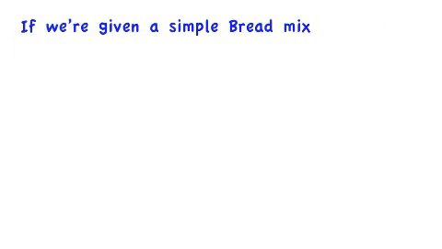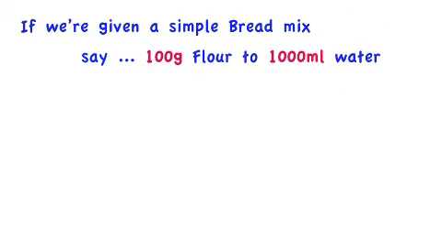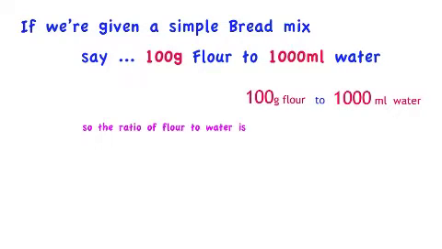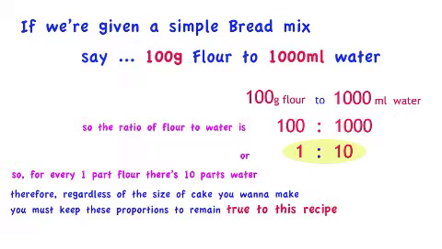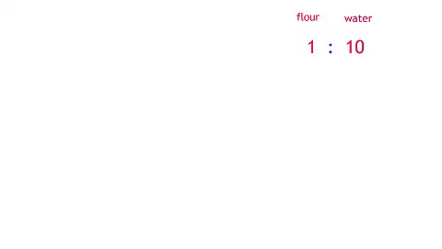So, to explain why this method works, let's take a simple bread mix of 100 grams flour to 1000 milliliters of water. 100 to 1000 is the ratio, or 1 to 10 when you break it down. In order to stay true to this recipe, we're going to have to maintain this ratio or proportion, regardless of what quantities we use.